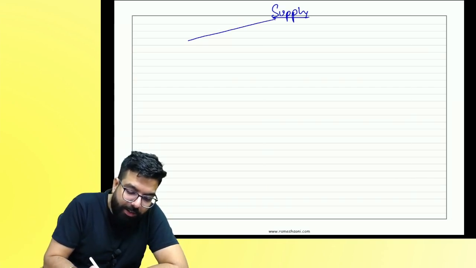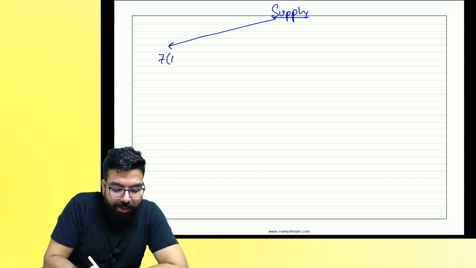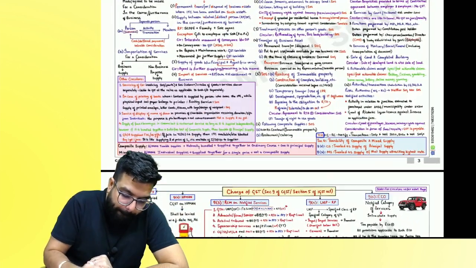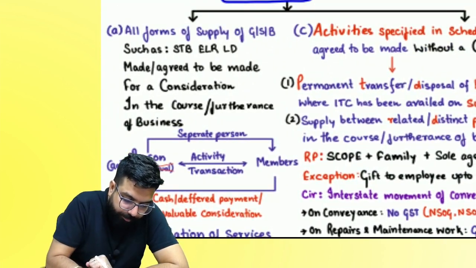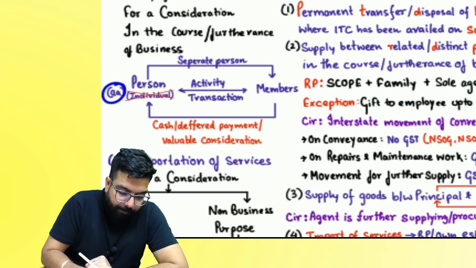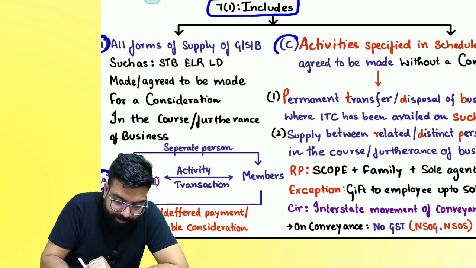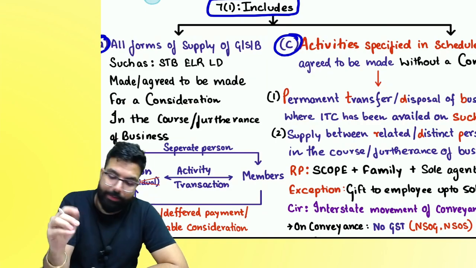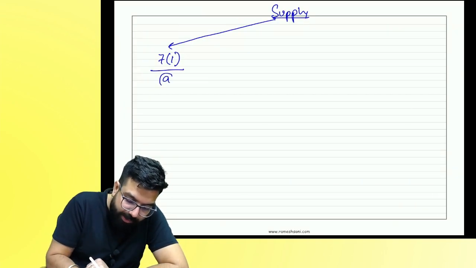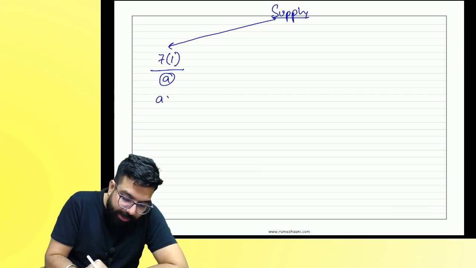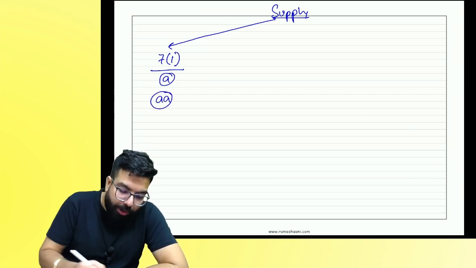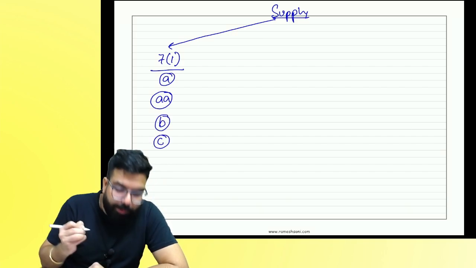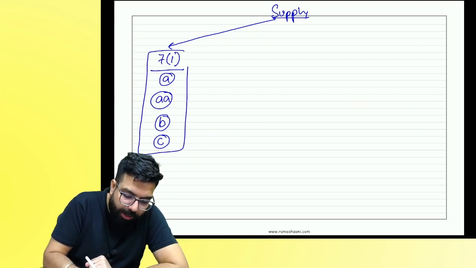Now, when you read section 7, it has section 7(1). Section 7(1) has 7(1)(a), (aa), (b), and (c). Can you guys see over here? So, if your activity is falling in section 7(1)(a), or in (aa), or in (b), or in 7(1)(c), then your activity will become what, everyone?